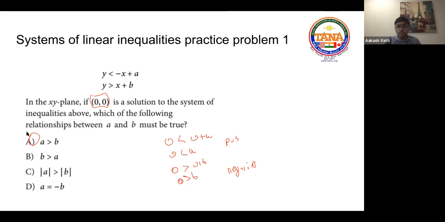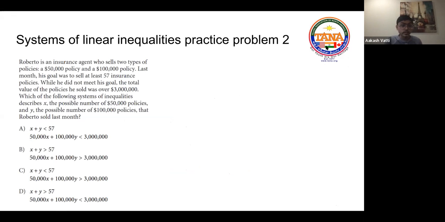Any questions? Nope. All right. Here's another question. I guess this is also relatively harder than the previous one, but it's an SAT question.